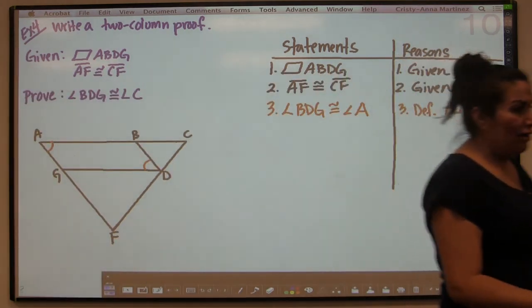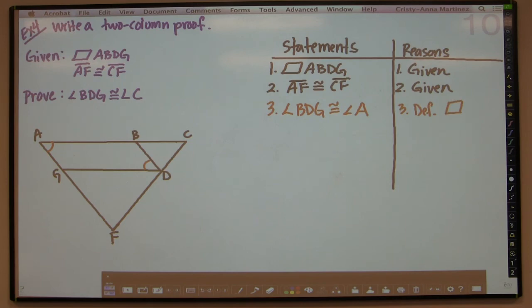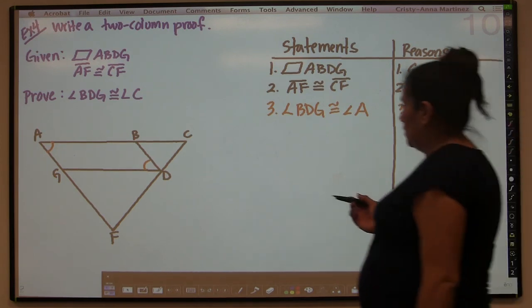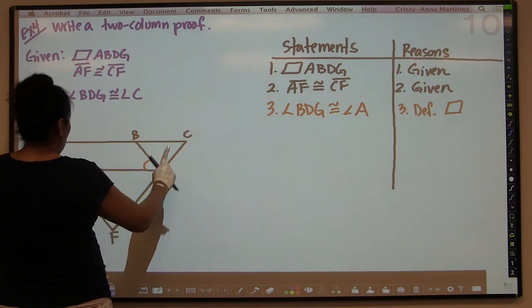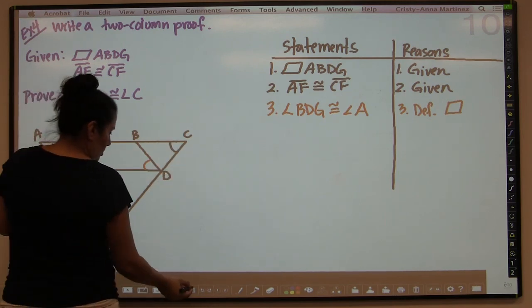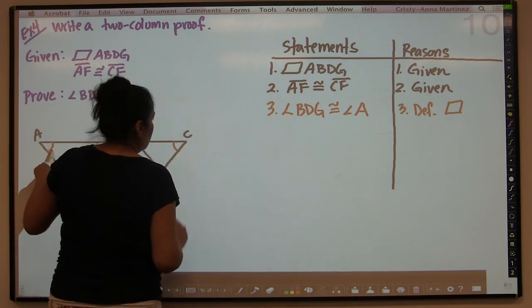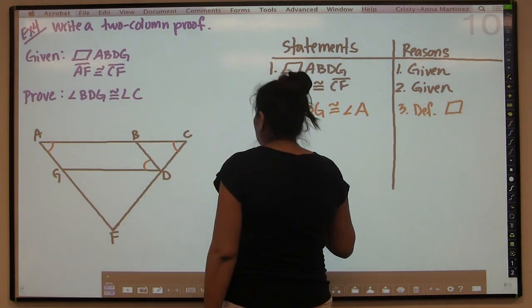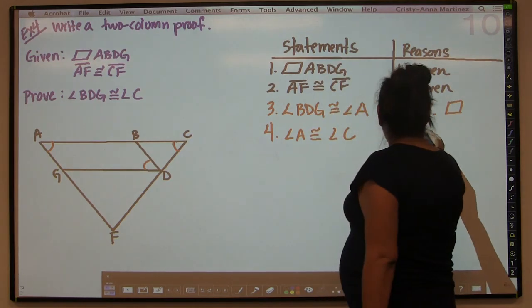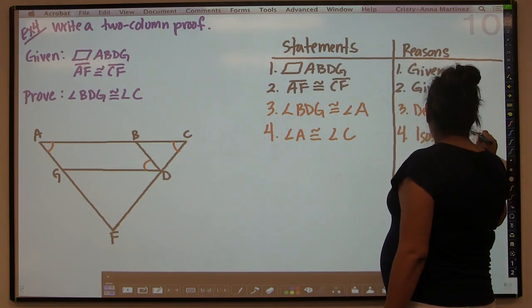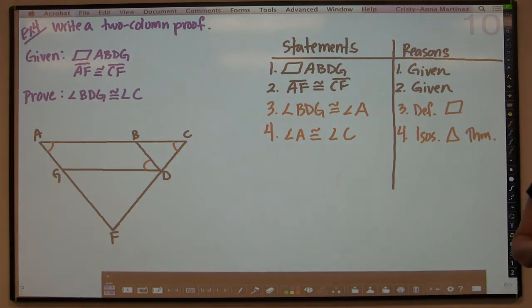And we can't really mark those in the diagram because each side is composed of 2 other sides. Now we know that because those 2 sides are congruent, then by the isosceles triangle theorem, angle A is congruent to angle C. So here, if these 2 sides are congruent, then they're forming an isosceles triangle with base angles congruent. So now we want to further state that angle A is congruent to angle C by the isosceles triangle theorem, right there.